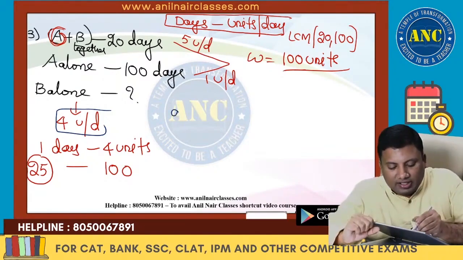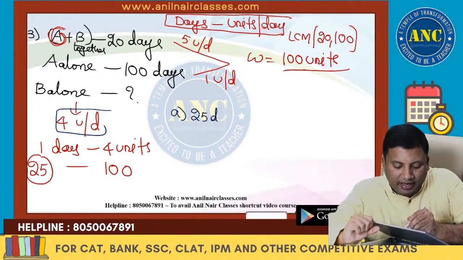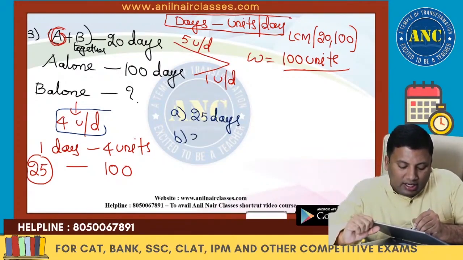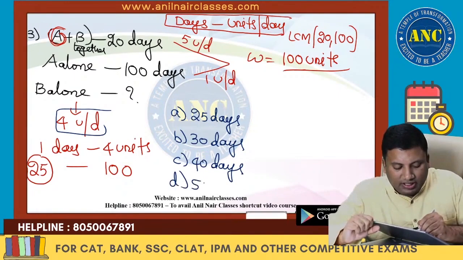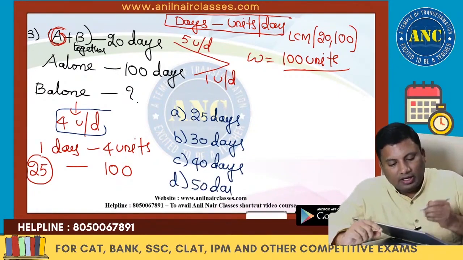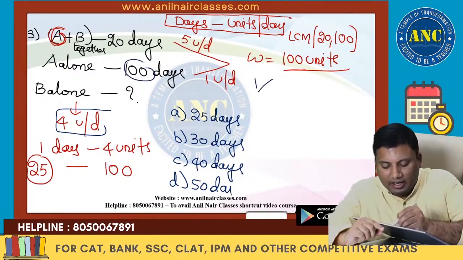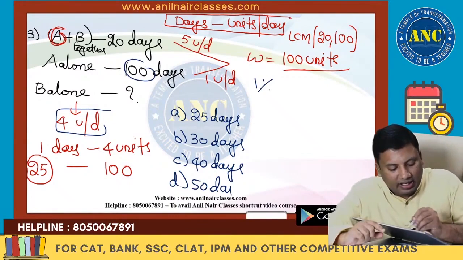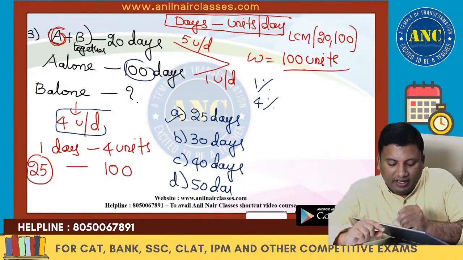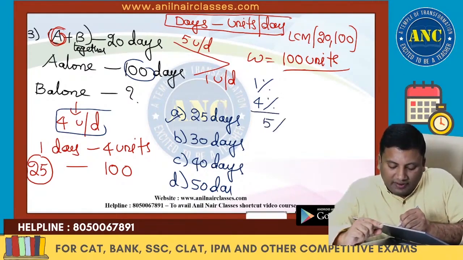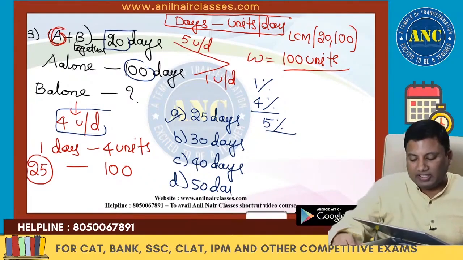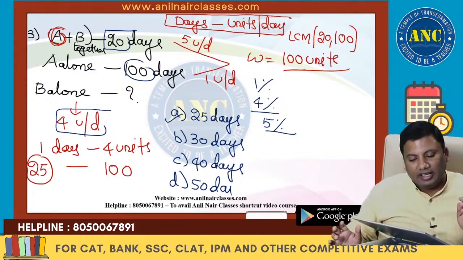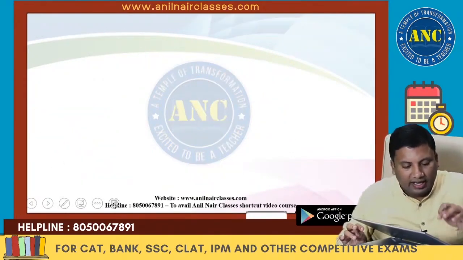Go by the answer. Suppose the answers are 25 days, 30 days, 40 days and 50 days, always keep an eye on the answer options. If the options are like this, pick the answer option. A alone 100 days, 1 by 100, 1%. B alone, if it is 25 days, 1 by 25, 4%. 4 plus 1 is 5. Together it should give you 5%. 1 by 20 is 5%. Directly you will get the answer. I hope the idea is clear. One more.